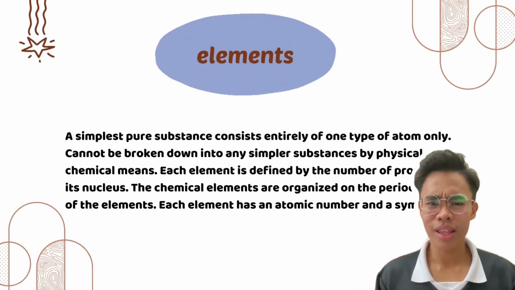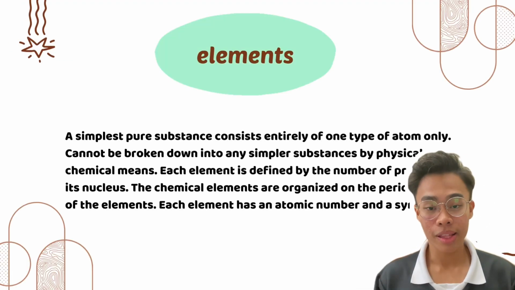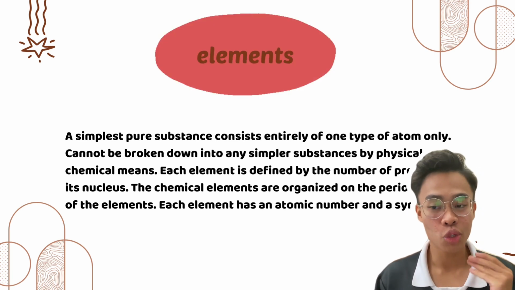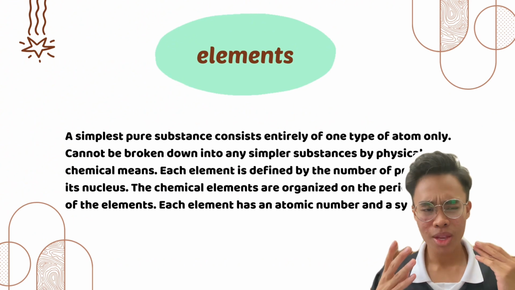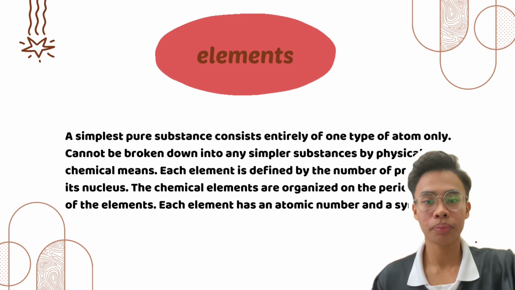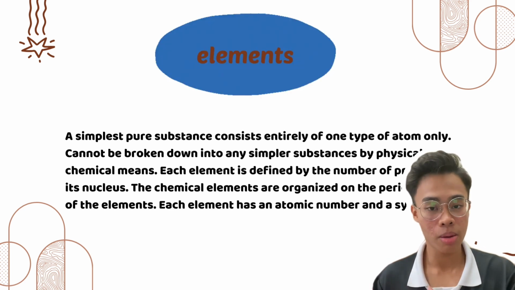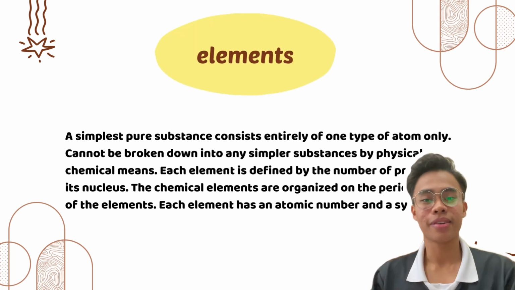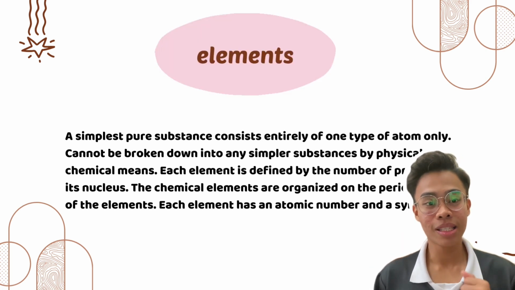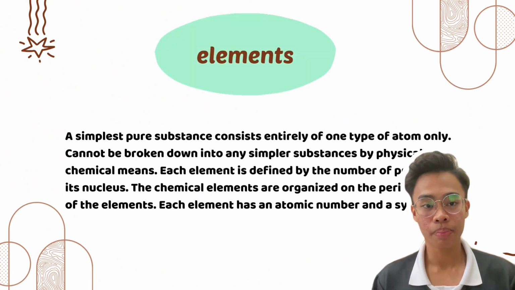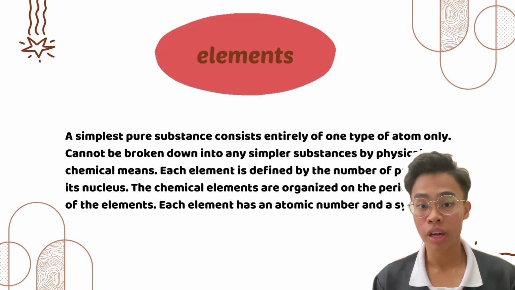Last but not least, we got element. Element is like the main character in the chemistry subject. Without element, we cannot do calculation, we cannot do experiment, we cannot explain how chemistry works. For example, if you want to do some experiment, we need to know the compound, what we have to use, right? Alright, so what is element? Element is the simplest pure substance consisting entirely of one type of atom, and it cannot be broken down into simpler substances by physical or chemical means.